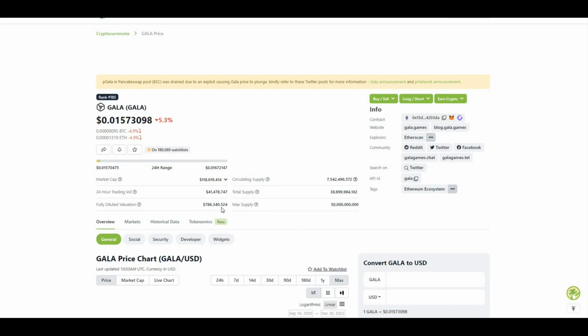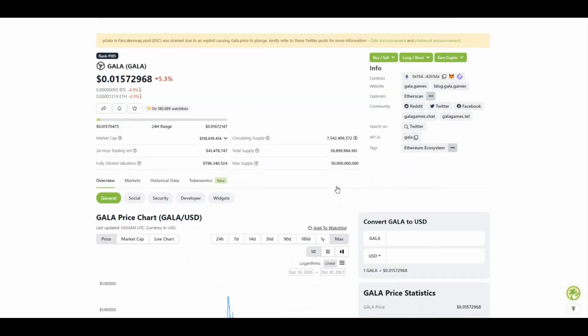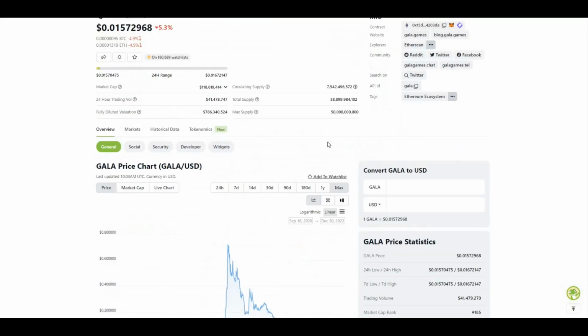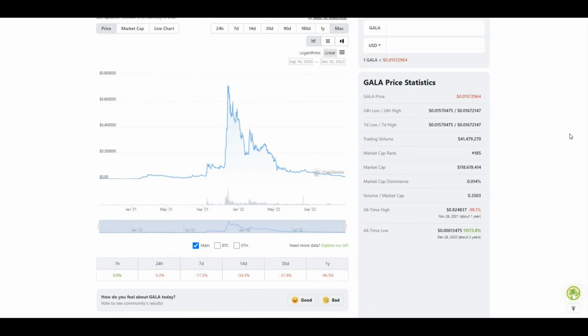Fully diluted valuation is 786 million, so there's a bit of a disconnect between the current market cap and fully diluted valuation, and that's purely because of the tokenomics. I honestly feel like the price of Gala dropping is based on some recent events as well, but also on the bad tokenomics of Gala, and hopefully they'll be able to sort that out in the longer term. But at the moment, as it stands, the tokenomics don't look that great.